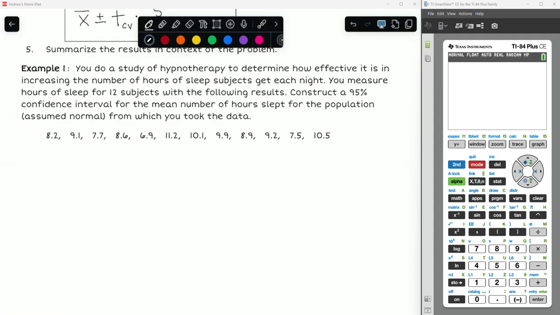So I know that I'm constructing a confidence interval. That was in that last sentence, construct a 95% confidence interval. They've given me the confidence level. They've given me the definition of the variable, mean number of hours slept. And then they told me that I had 12 subjects, so they've given me a sample size. So we're going to work our way down that 5-step list. My first is to define my variable. So I'm estimating the mean number of hours slept for the population.